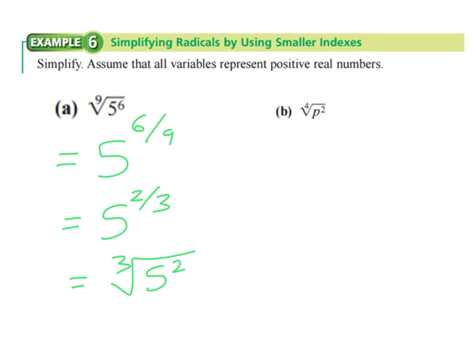The fourth root of p squared would be a similar problem. Switch it to rational exponents, we get p to the 2/4, and then we can see that that's really the same as p to the 1/2, and so that would really just be a square root of p. So square root of p being a bit simpler than the fourth root of p squared. So again, they might say simplify using smaller indexes. To me, it makes sense to simplify that by using rational exponents.